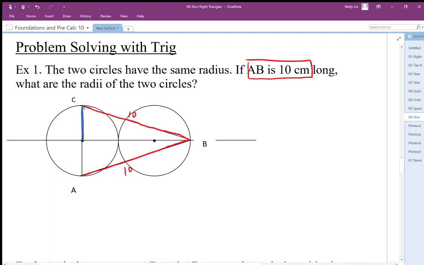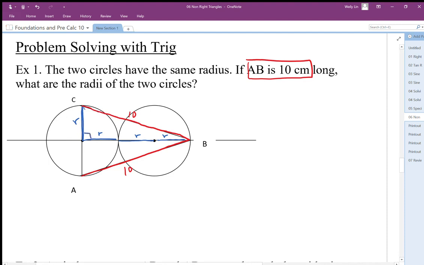We know that this length is R, and this length is R, and this length is R, and this length is R. So the horizontal length is going to be 3R. So how can we work this out? We really just need to solve for either the vertical length or the horizontal length here. But we need an angle here. We only have one length in this right triangle.